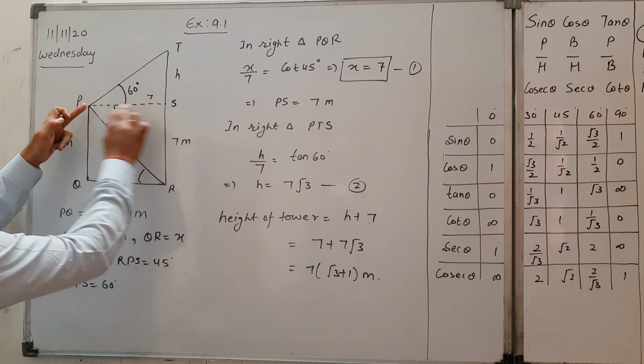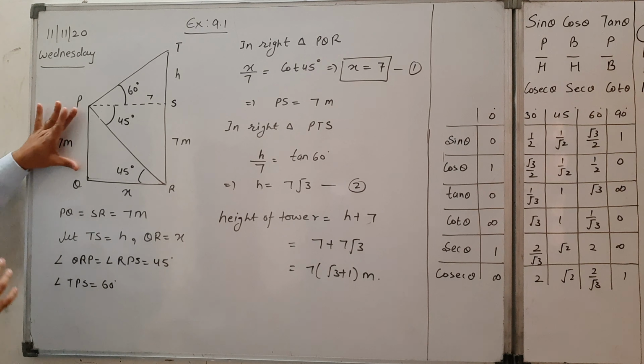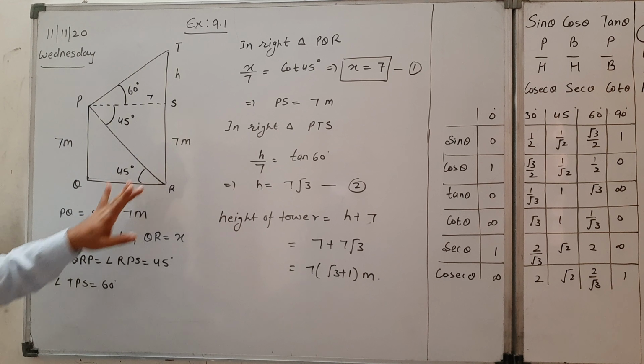When you have drawn PS as a horizontal line, PQ and SR are equal because this is a rectangle now. So SR is 7 meters and TS is H, and QR is X. If we have the value of H, then we can add H and 7 and get the height of the tower.